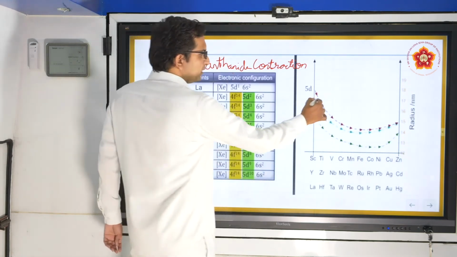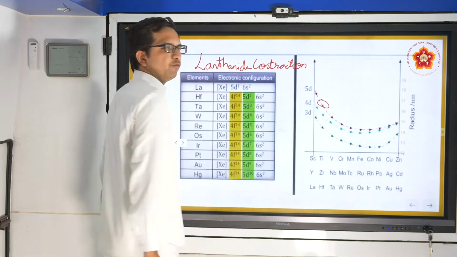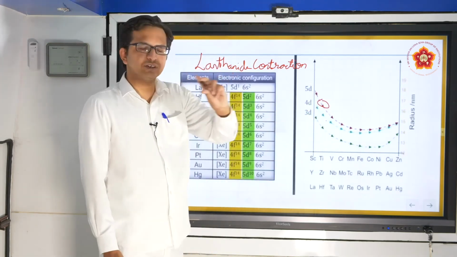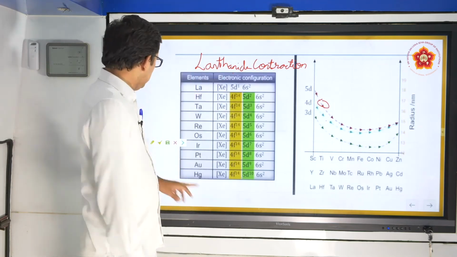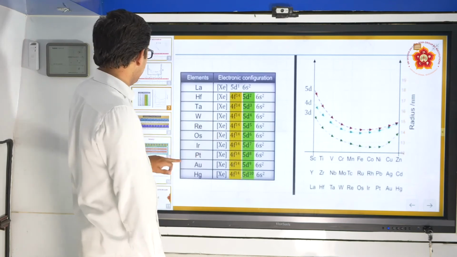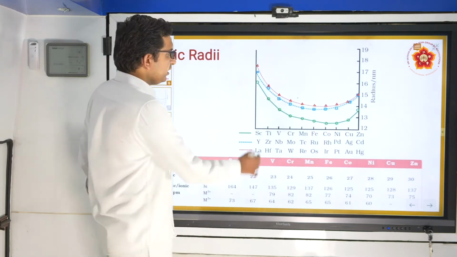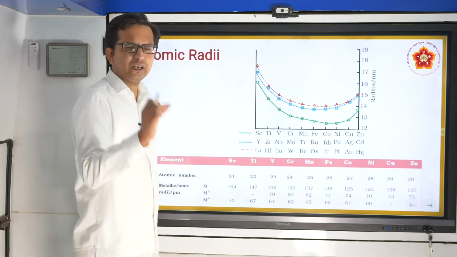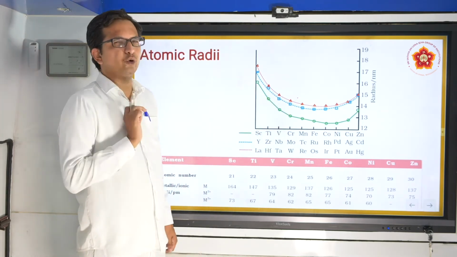F block elements come only in just before 5D, and therefore you can see that these two systems are very close by. So going back to the earlier clearer picture of this segment, we can see that 3D is a little far away, but 4D and 5D series are very close. Their radii are very close by.